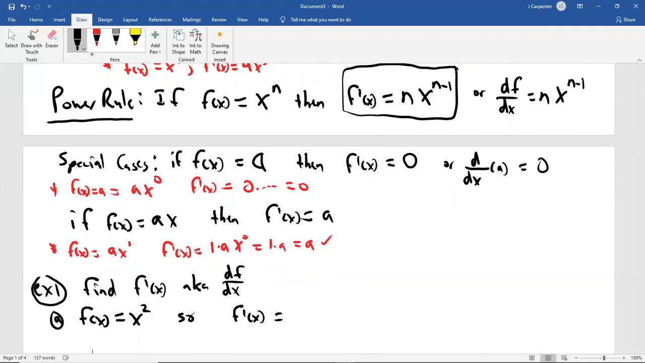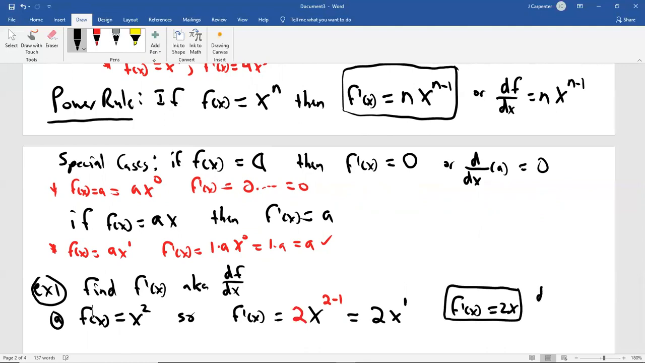So the 2 comes out front. Then we leave our x, and its exponent should be, we take the original exponent of 2 and we drop it by 1. So this is 2 times x to the first. No one ever writes an exponent of 1 in an answer, though. So that says f prime of x is 2x, the same thing that we got previously. Or if you want the new notation, df dx is 2x. Those are the same thing, just different notations.